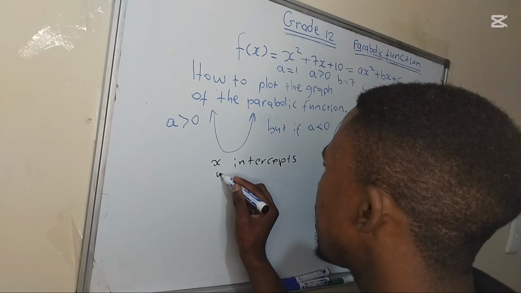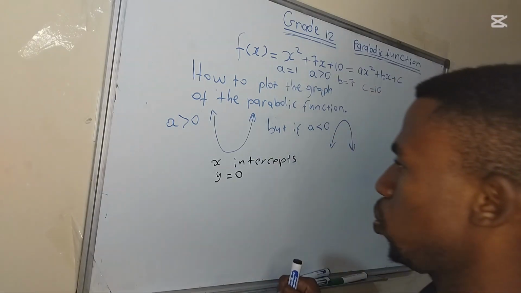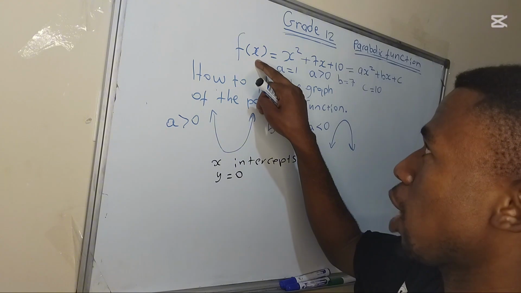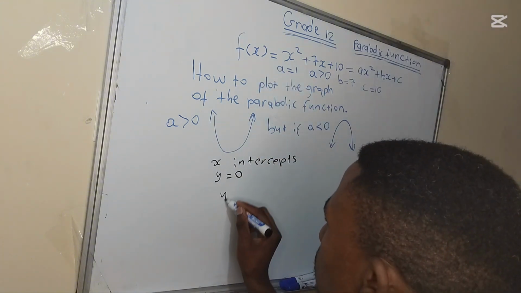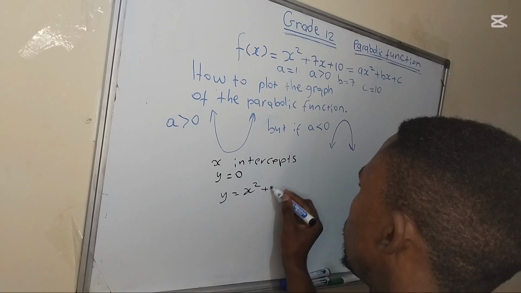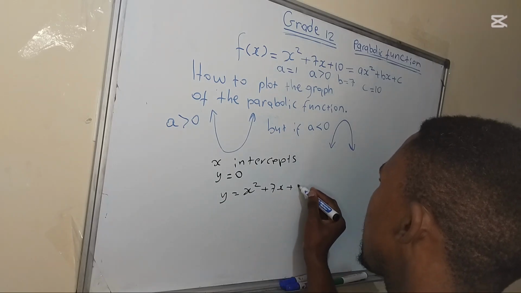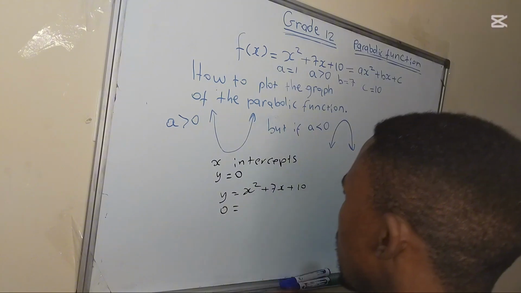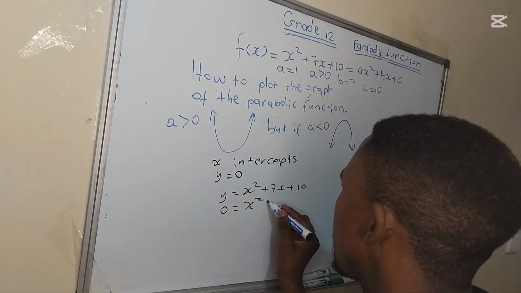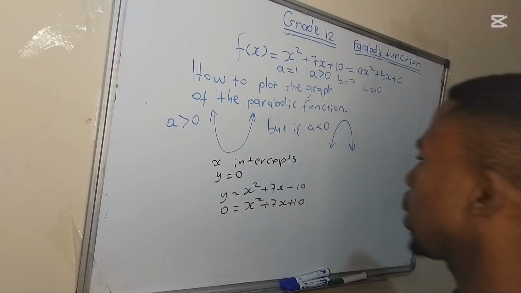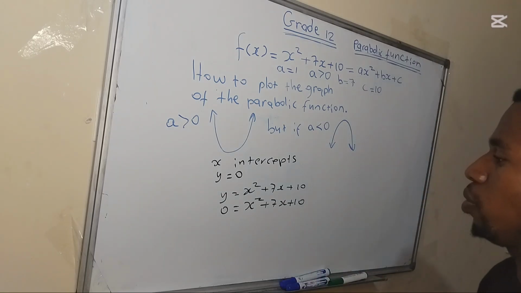X-intercepts. Y is equal to 0. This is our y. Our f of x is equal to y. So y is equal to 0 in x squared plus 7x plus 10, right? Then we have x squared plus 7x plus 10. Then let's factorize our equation.